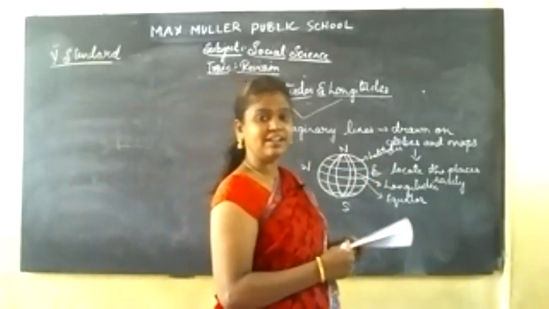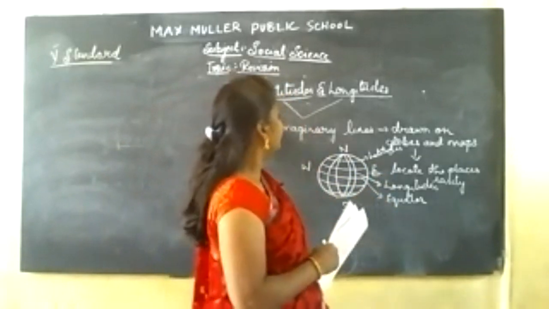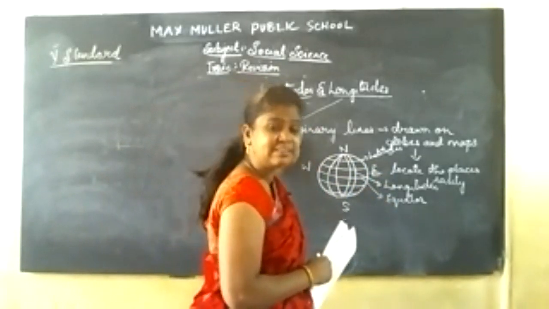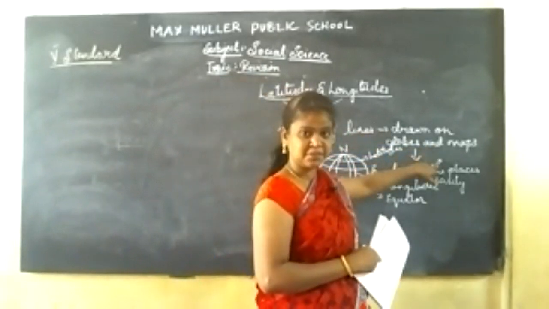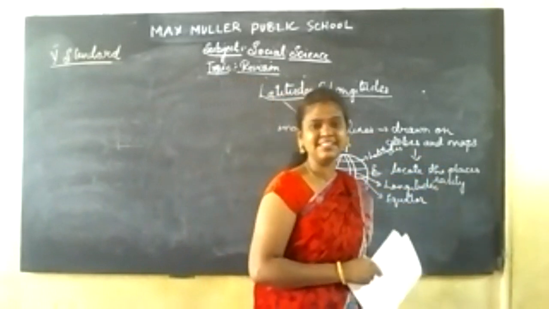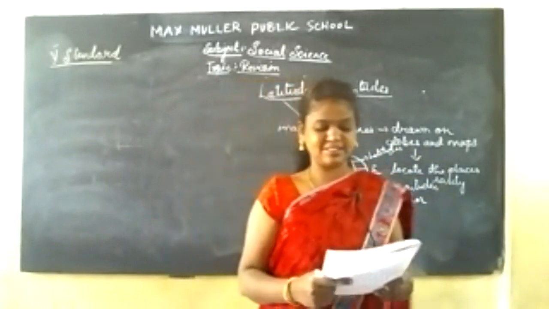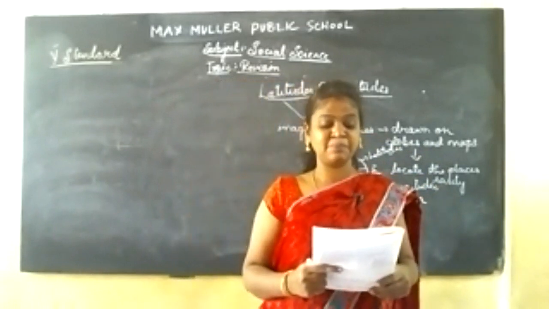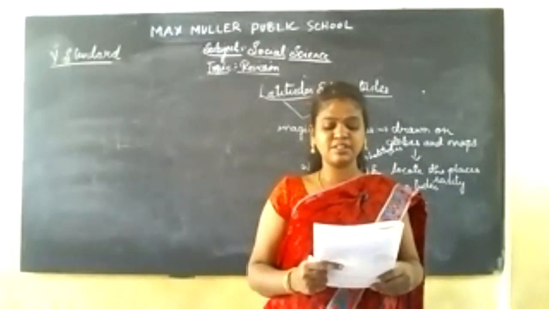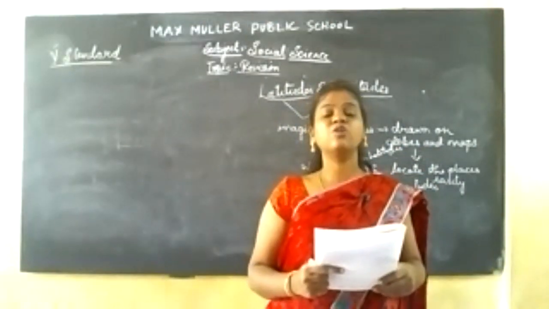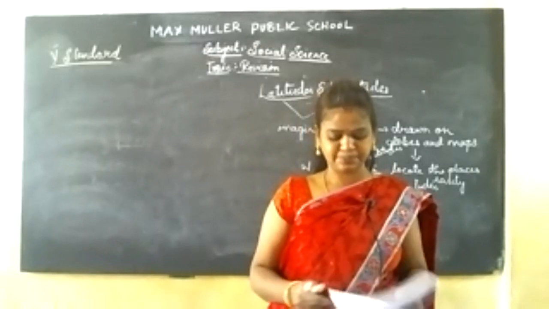Okay, children, what are latitudes and longitudes? Latitudes and longitudes are the imaginary lines which are drawn on globes and maps to locate the places easily. So they are called latitudes and longitudes. Learn this question and answer. What are latitudes and longitudes? The latitudes and longitudes are the imaginary lines drawn on the globes and maps to locate the places easily.